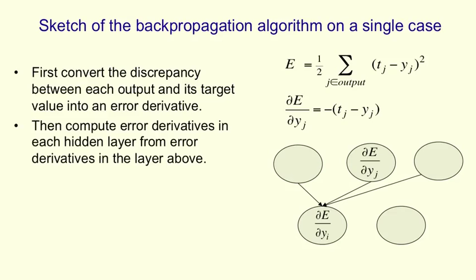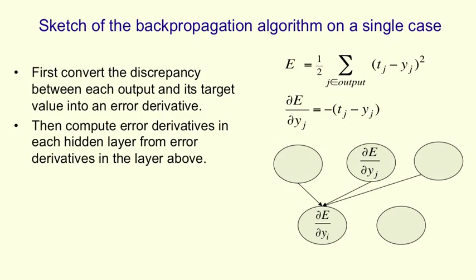So once we've got the error derivative with respect to the output of one of these output units, we then want to use all those error derivatives in the output layer to compute the same quantity in the hidden layer that comes before the output layer. So the core of backpropagation is taking error derivatives in one layer and from them computing the error derivatives in the layer that comes before that. So we want to compute dE by dyi.